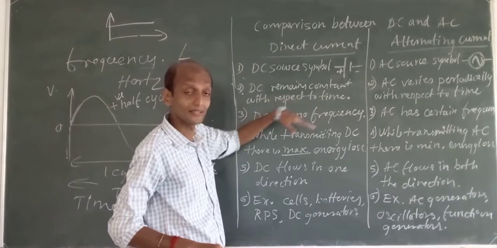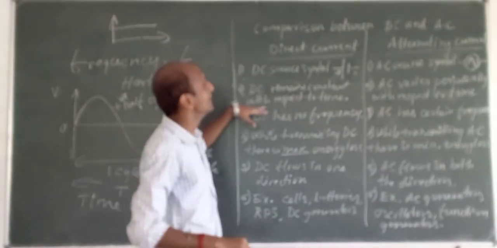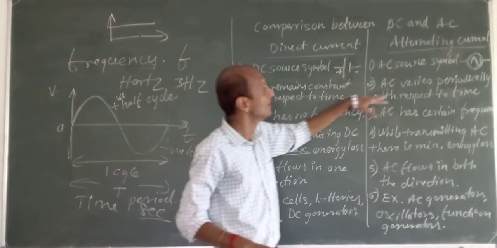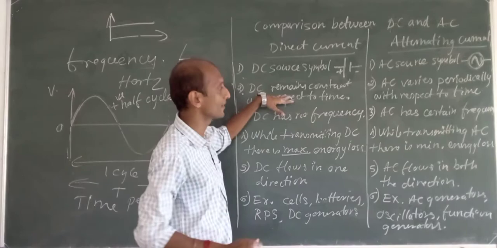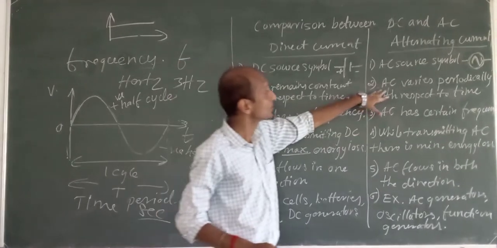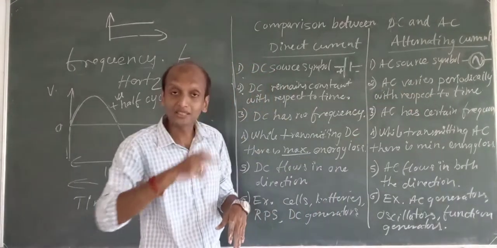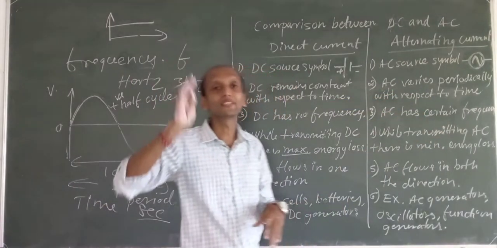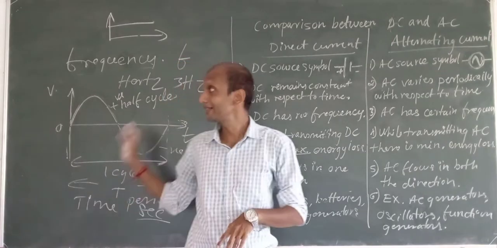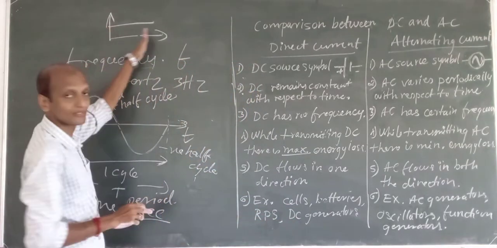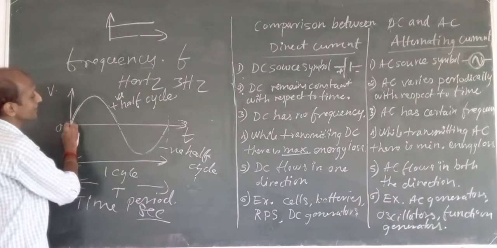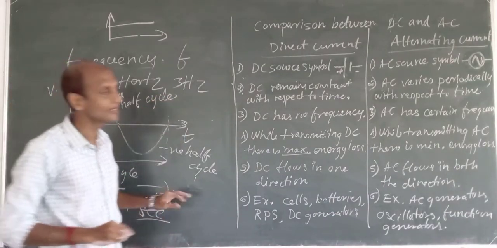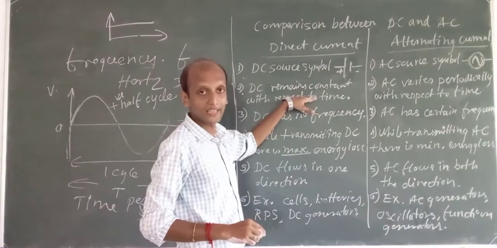Coming to the second point, direct current remains constant with respect to time. Direct current remains constant with respect to time. Fine. So alternating current varies periodically with respect to time. So we know that too, isn't it? Direct current remains constant with respect to time. Alternating current continuously changes its magnitude with respect to time, isn't it? So that is the second point.